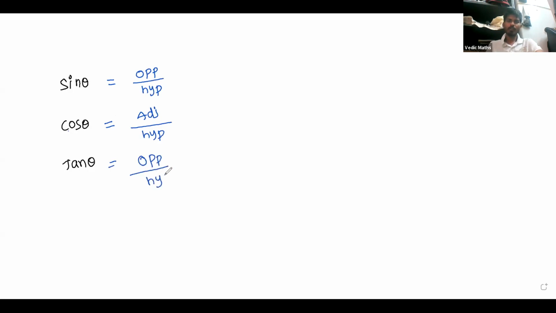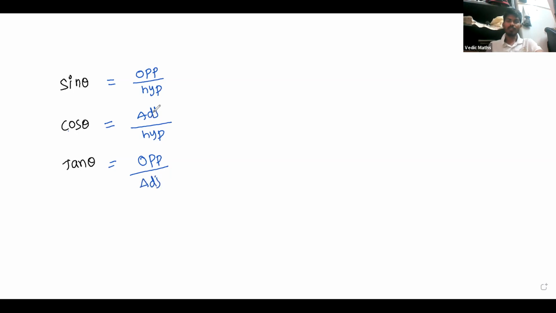The first thing we learn is sine theta, next cos theta, next tan theta. So sine theta will be the opposite side, and in the denominator write hypotenuse. Cos theta will be, since it is cosine, adjacent. Sine means opposite, so the opposite of that is adjacent for cosine. So take the adjacent side and hypotenuse. If you combine these two, you get opposite by adjacent.